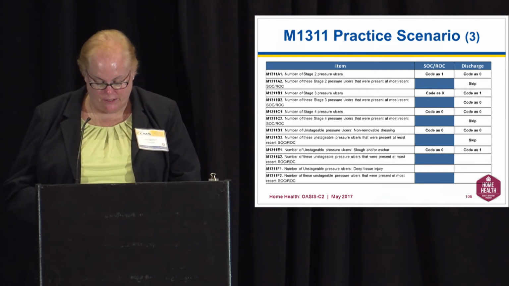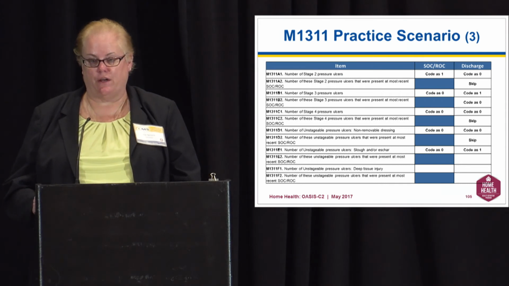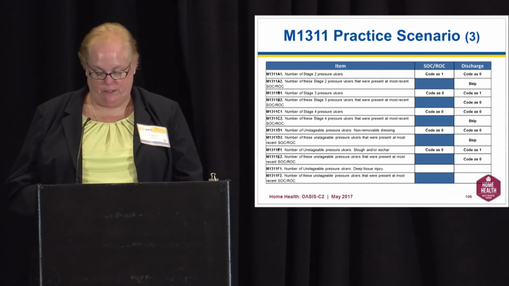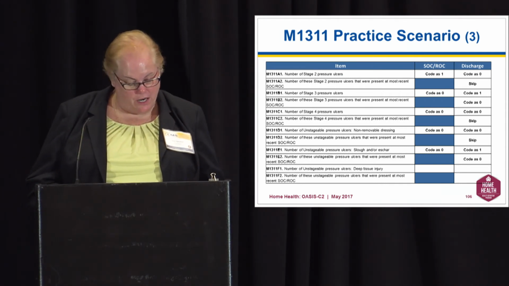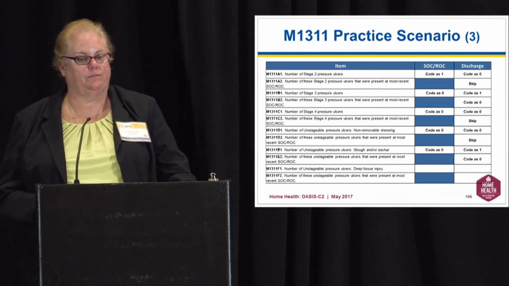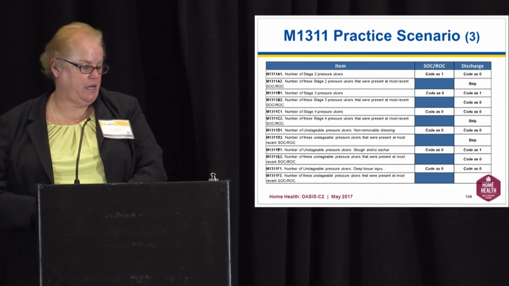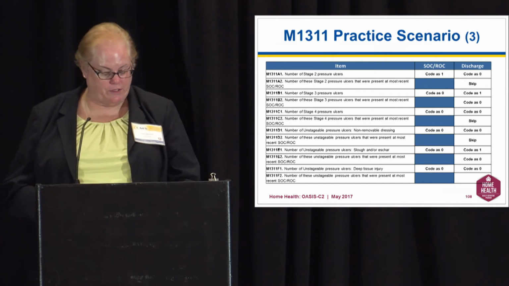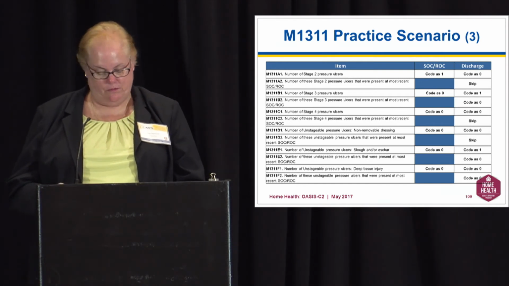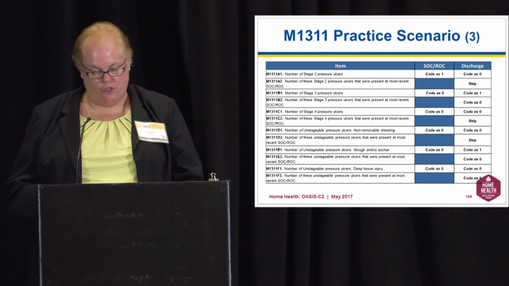And number of these unstageable pressure ulcers due to slough and eschar that were present on the most recent SOC/ROC? Correct. Okay. And then how about the number of unstageable pressure ulcers due to deep tissue injury? Okay. How about at discharge? Right. And then how many were present on admission? So, okay. They put a 0 in there. It actually should be a skip.